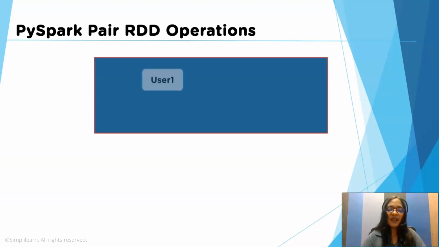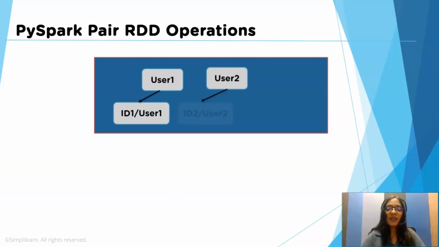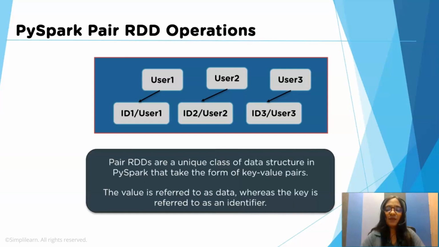For pair RDDs, PySpark offers a specific set of operations. Pair RDDs are a unique class of data structure in PySpark that take the form of key-value pairs, hence the name, because most real-world data is in the form of key-value pairs. Pair RDDs are practically employed more frequently. The terms key and value are used differently by pair RDDs. The value is referred to as data, whereas the key is referred to as an identifier.